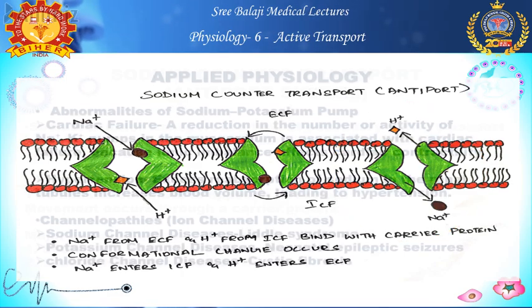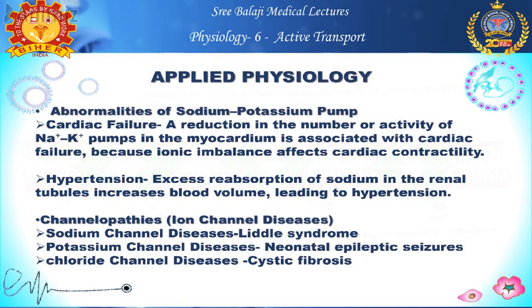Applied physiology of today's session. The first applied physiology is abnormality of the sodium-potassium pump. The sodium-potassium pump is essential for maintaining resting membrane potential and ionic balance. Any reduction in its number or function can lead to disease. The clinical importance is in cardiac failure and hypertension. Cardiac failure: a reduction in the number or activity of the sodium-potassium pump in the myocardium is associated with cardiac failure because ionic imbalance affects cardiac contractility. Hypertension: excess reabsorption of sodium in the renal tubule increases blood volume, leading to hypertension.